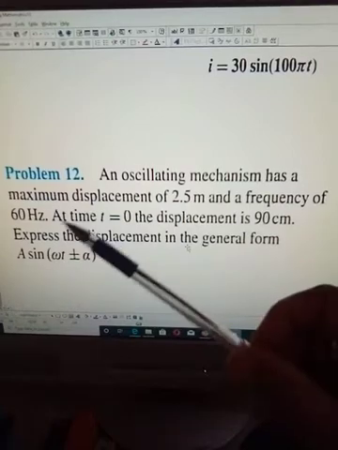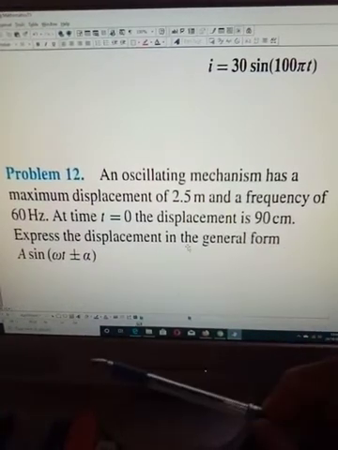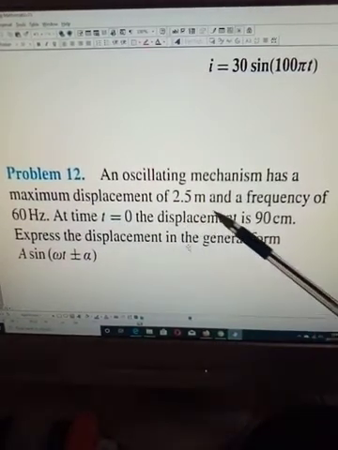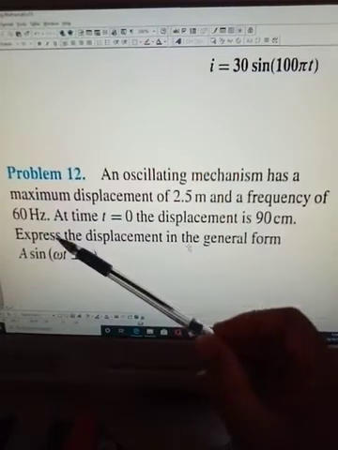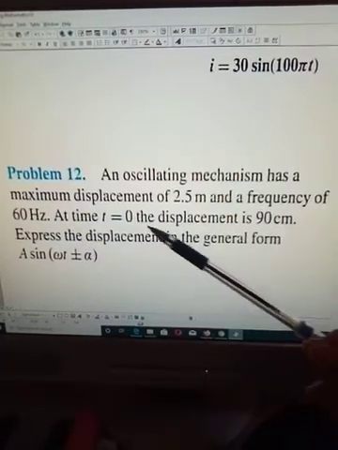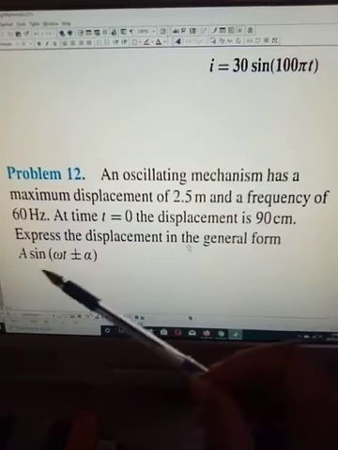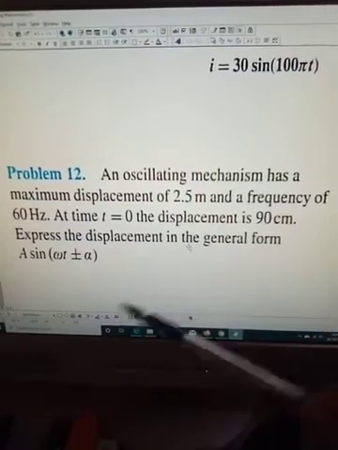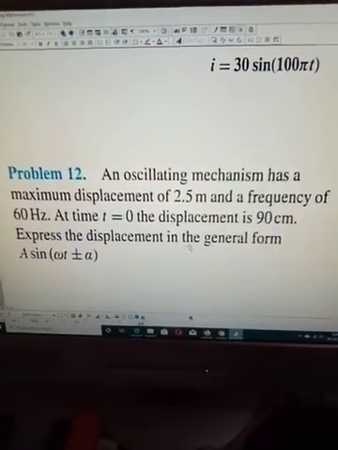Problem 12. An oscillating mechanism has a maximum displacement of 2.5 meters and a frequency of 60 hertz. At time t equals 0, the displacement is 90 centimeters. Express the displacement in the general form A sine omega t plus or minus delta.